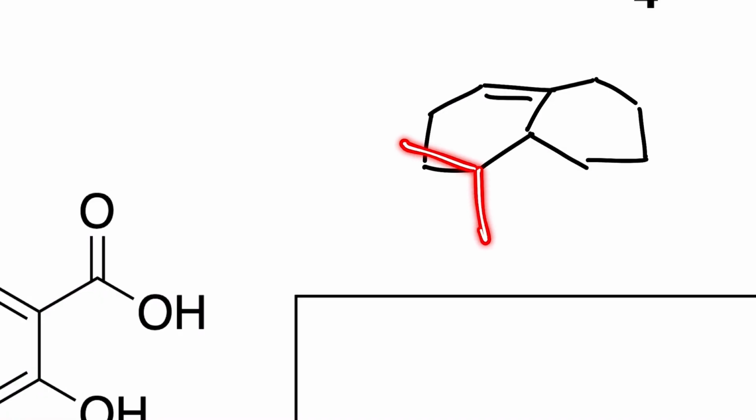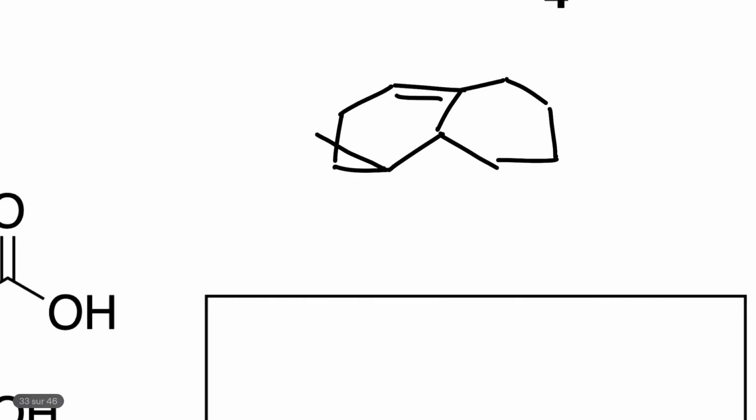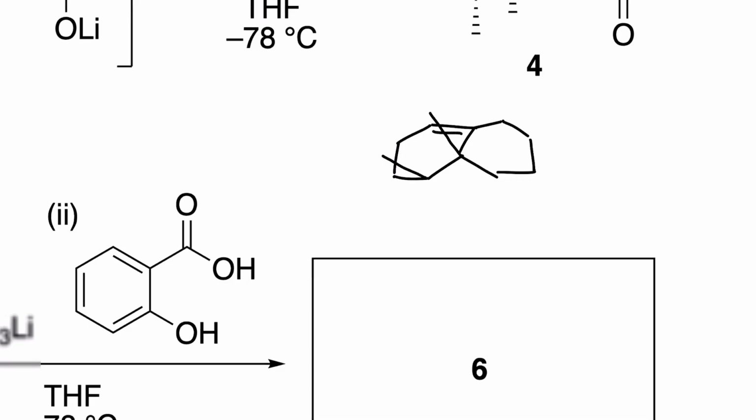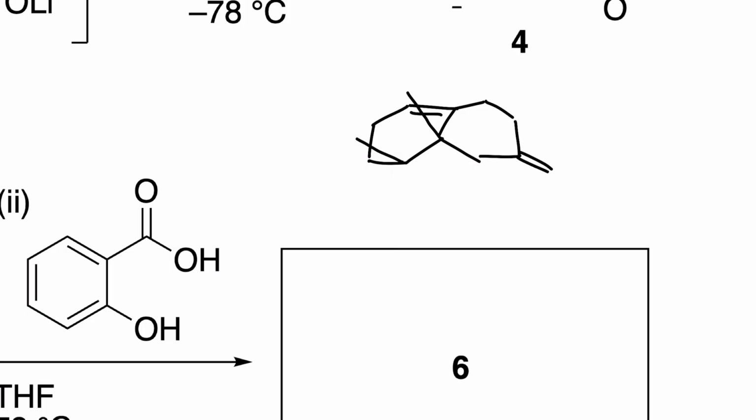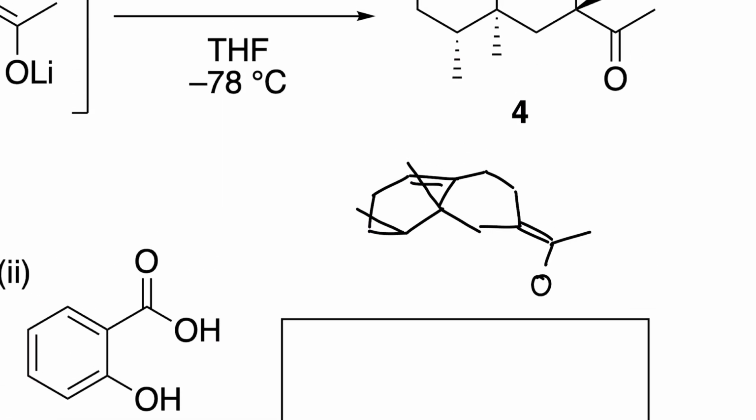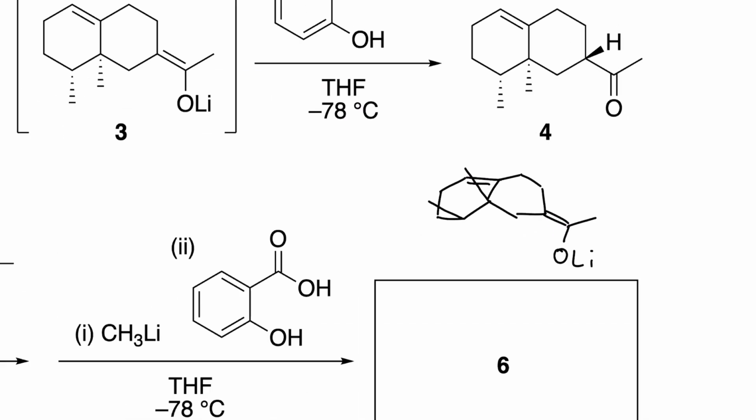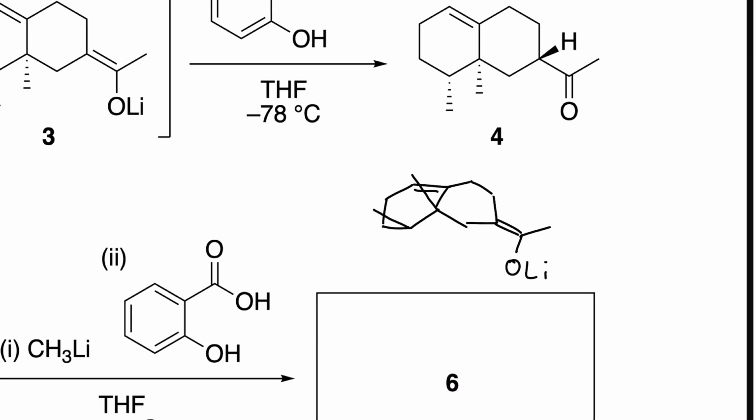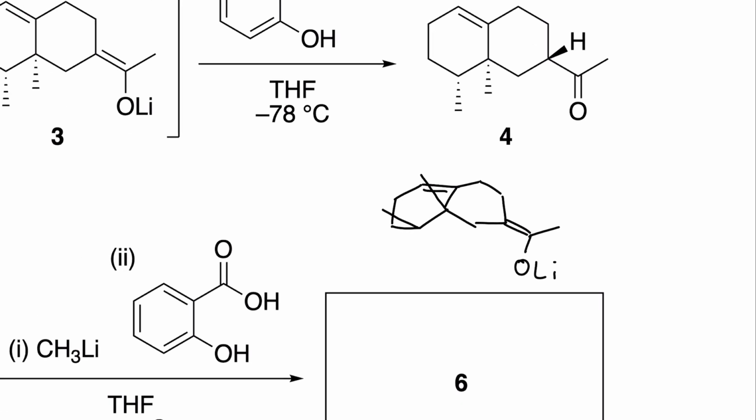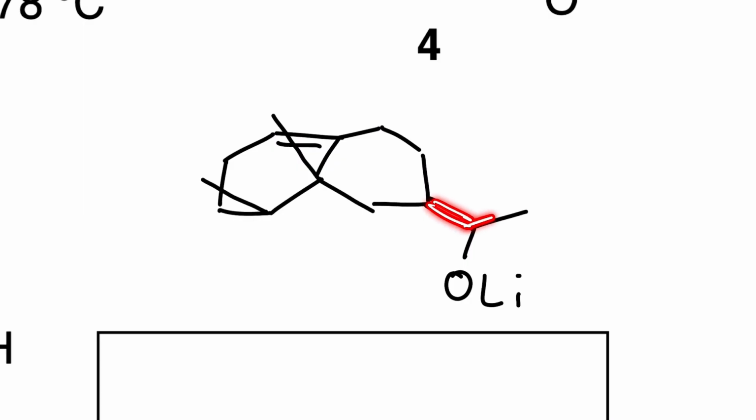So there's a methyl group right here. Okay, and there's also a methyl group right here pointing out, like so. Okay, great. And then we have the enolate right here, and then O lithium. Okay, great. And then we have a proton source. And as you can see, this is our enolate. It's right here.